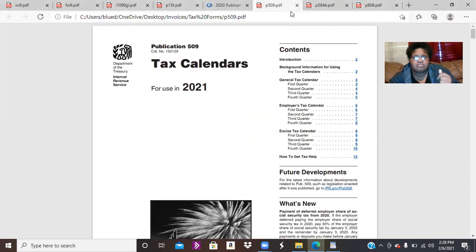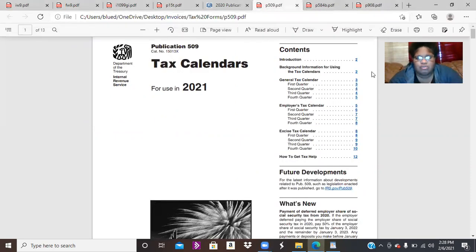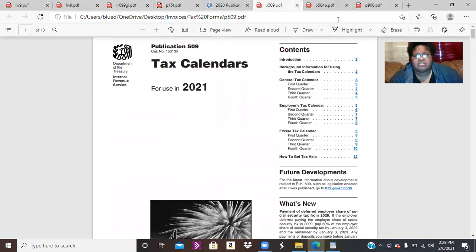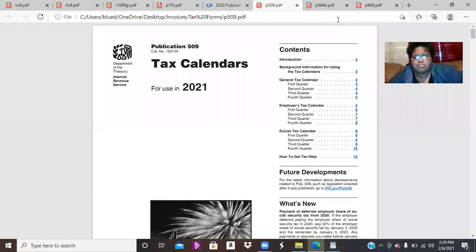Okay, so all right, now on to tax calendars. It basically tells you your first quarters for your tax calendar for general, for employers, for all of this stuff. Hey y'all, sorry about that, my daughter walked in. So tax calendars is basically telling you the general tax calendar, the breakdown, the employer's tax calendar. How to get your tax help, background information for using the tax calendars, things like that.